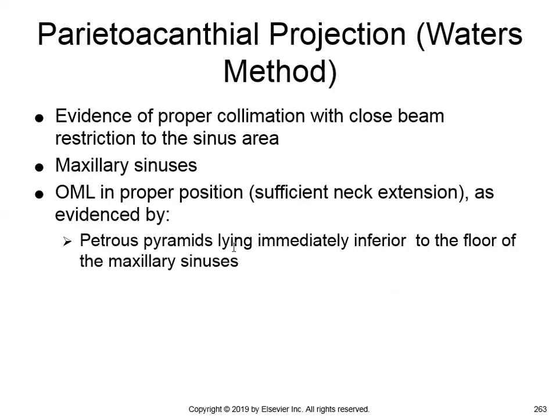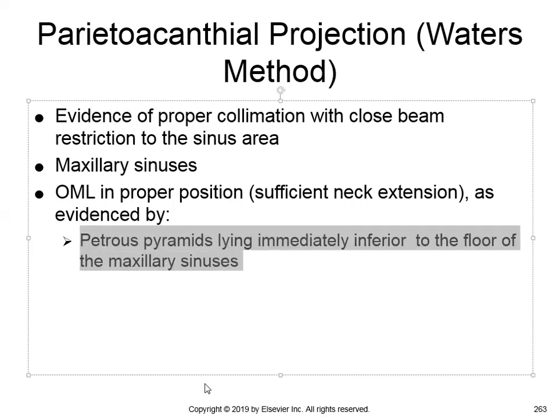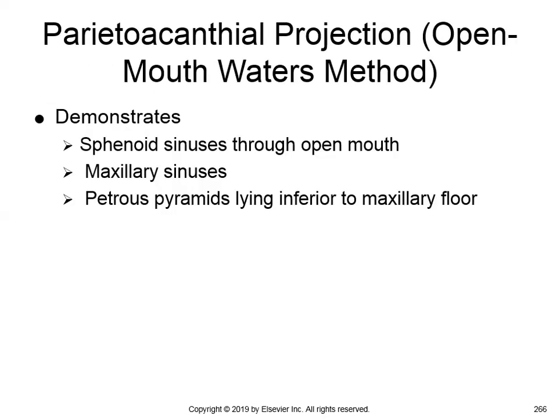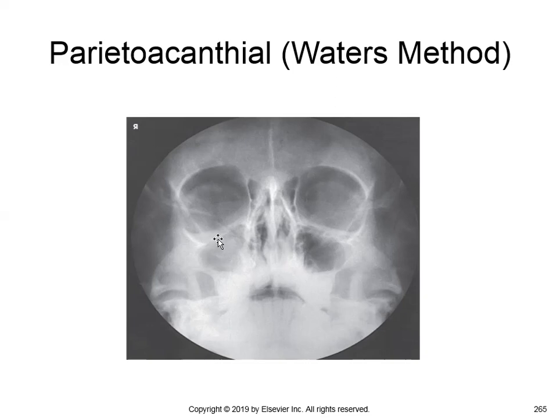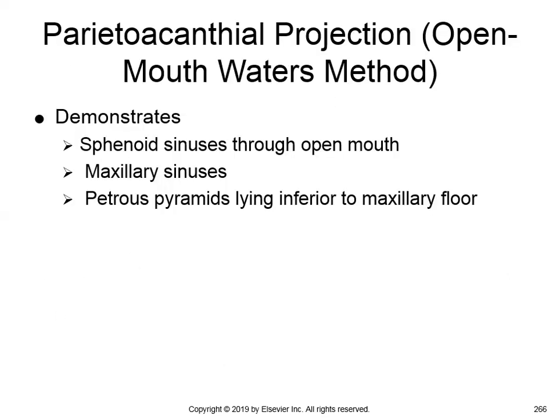Your evaluation criteria is going to be the same. The most important being this right here, making sure your petrous ridges are below the inferior floor of the maxillary sinuses. So increased collimation so that you can see these. And again, comparing the two sinuses, it looks like this patient's got an occluded right maxillary sinus.